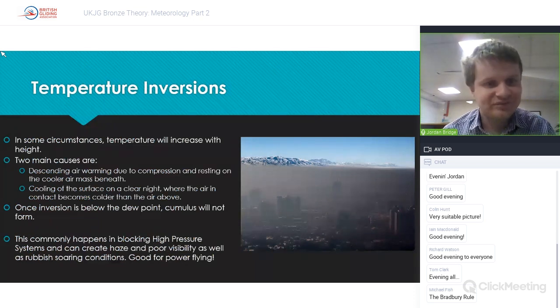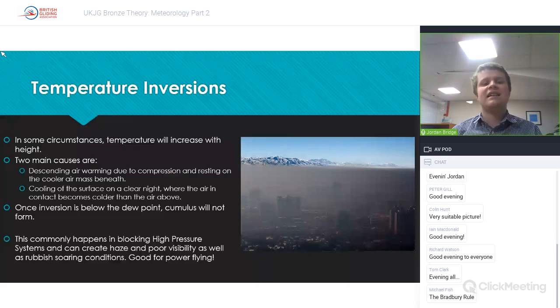Temperature inversions. Okay, so we've spoken about the stability of atmospheres, and temperature inversions will generally happen in a very stable atmosphere indeed. In some circumstances, you'll get to a point where temperature will increase with height. And that's because the lowest part of our atmosphere is, as we mentioned last week, the troposphere, which extends to about 16 kilometers. And this is where most of the weather happens, and is the section of the atmosphere where temperature would normally get lower the higher up you go. However, sometimes a small layer can form where the temperature increases with height. This is often called an inversion.